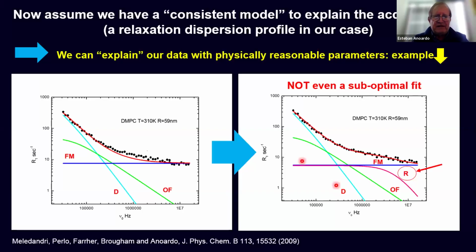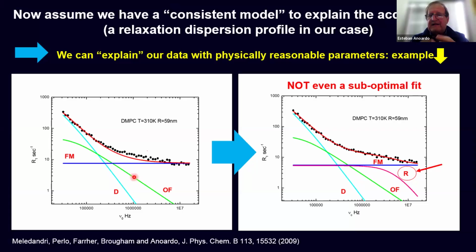So in this example, you see here on the left side, this is a dispersion curve of DMPC, which are quite standard lipids, liposomes. And this is the dispersion we have measured. This was measured in the laboratory of Dermot Brogan many years ago by Carla Mellegrande. And you see here that we expected to find in these lipids, at least for sure, three dynamical processes. One, ordered fluctuations of the lipids, because this is a local reflection of fluctuation of the liposome sphere.